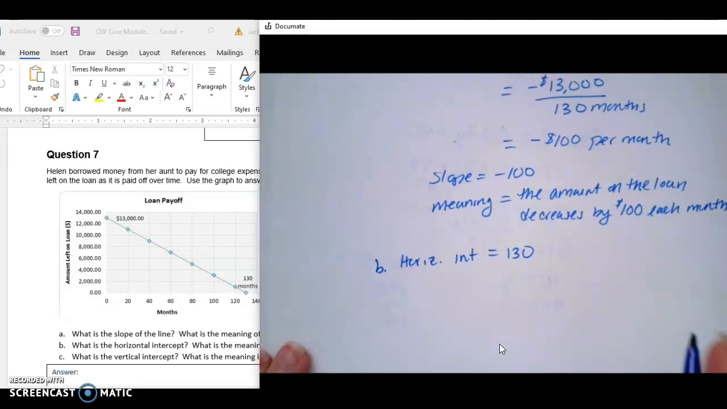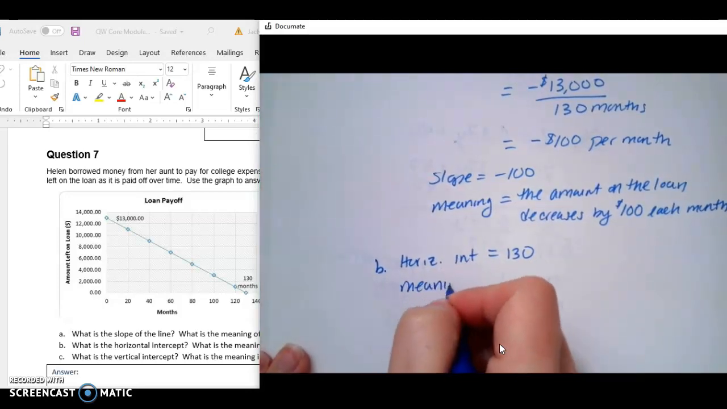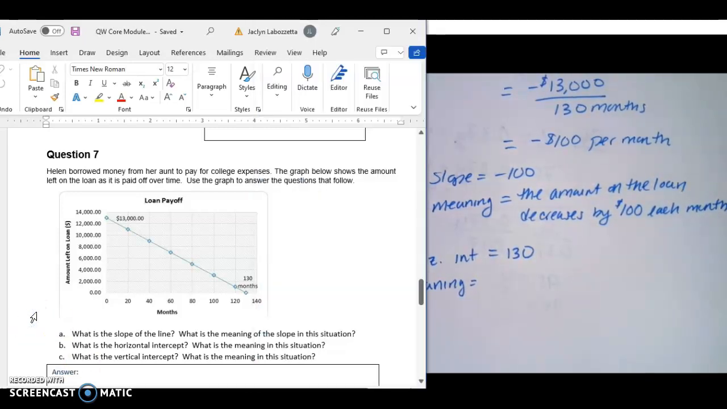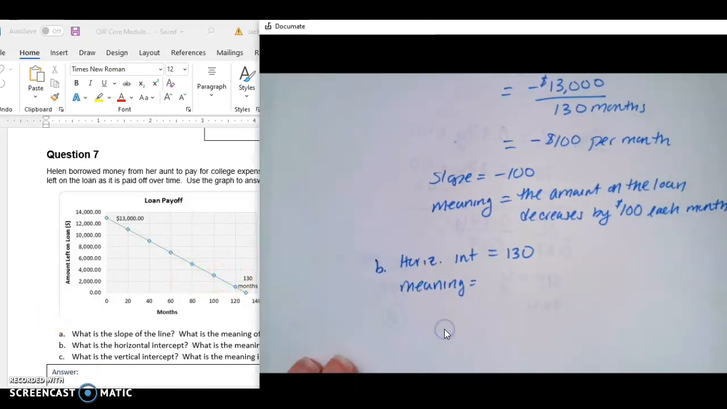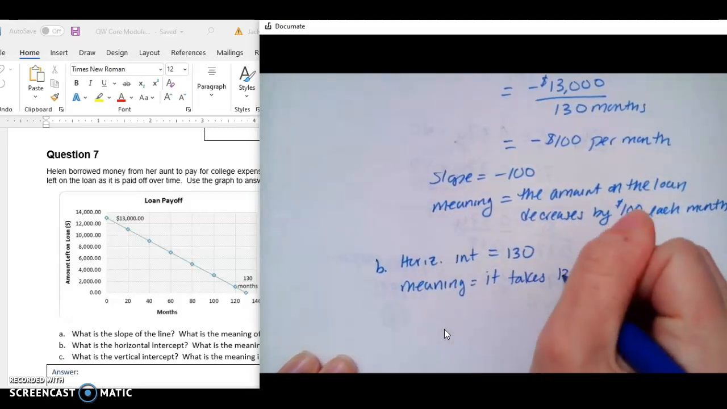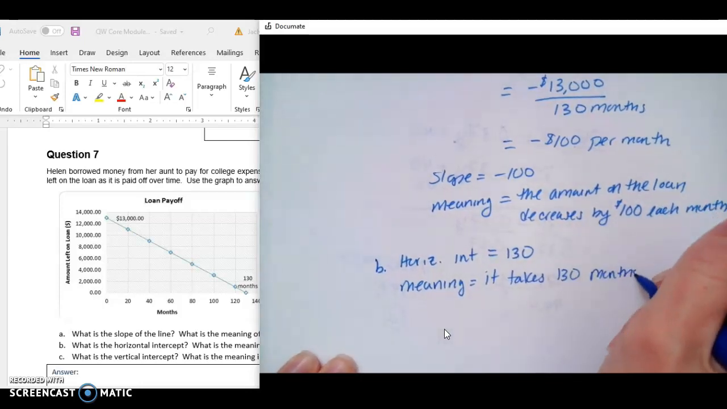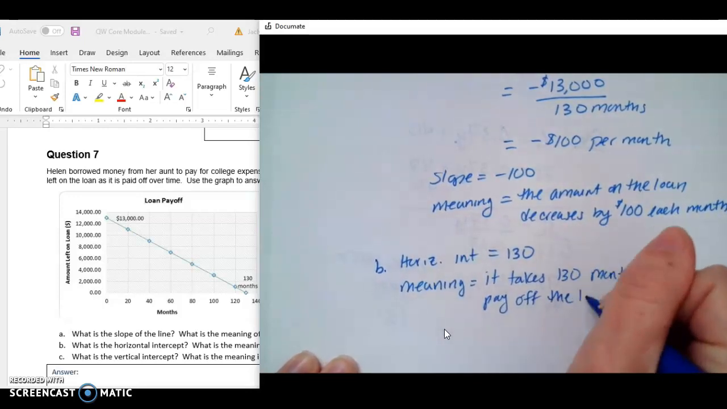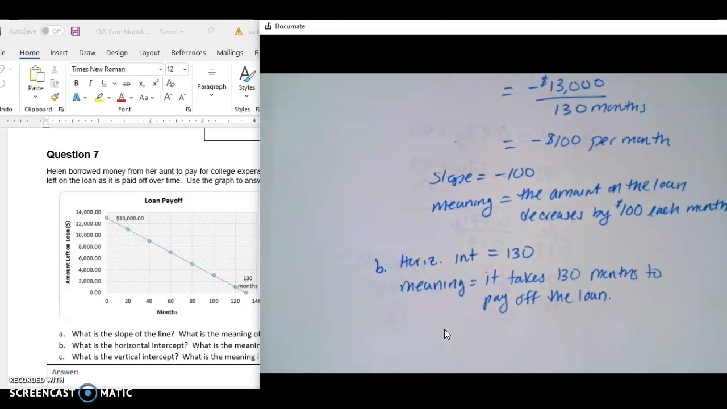In this situation, the meaning is the number of months that it takes her to pay off the loan. So meaning it takes 130 months to pay off the loan. And so usually the horizontal intercept has something to do with what happens at the end, right? When everything goes down to 0. In this case, it's when the amount on the loan goes down to 0.